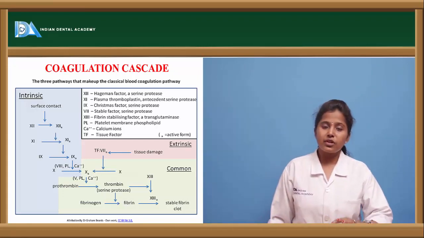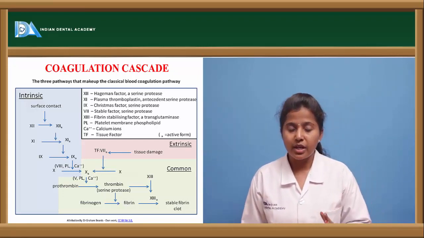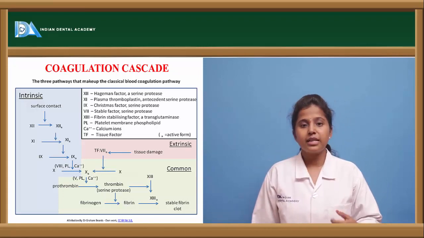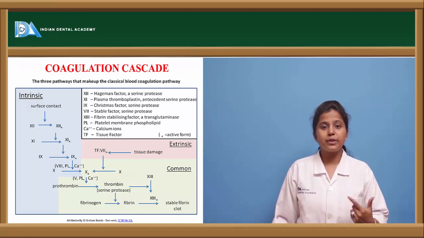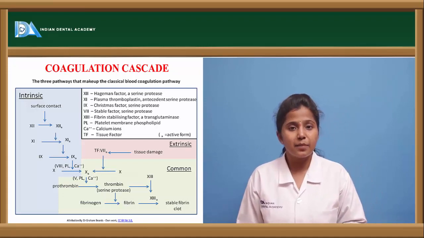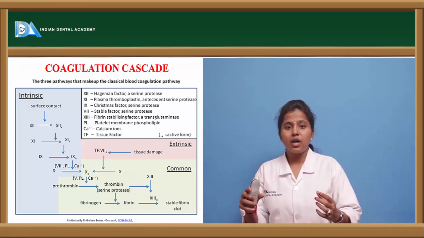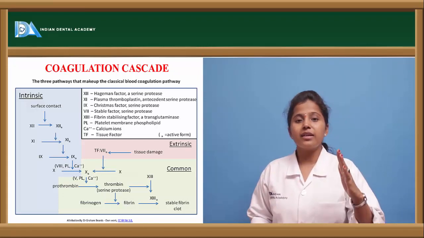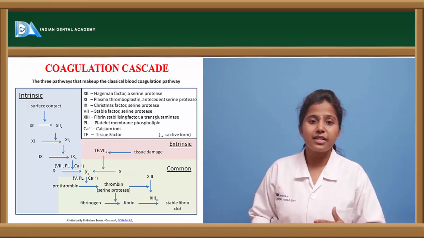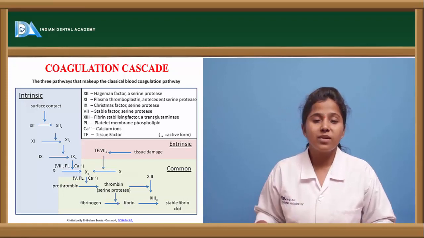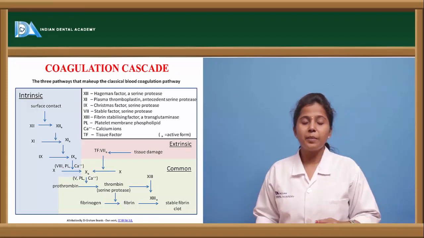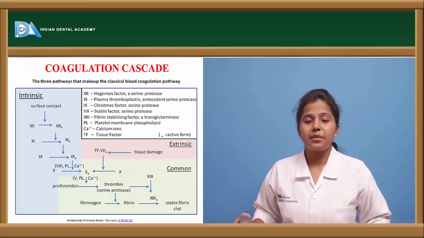This coagulation process occurs mainly in three pathways. Majorly two pathways are present, that is the intrinsic pathway and the extrinsic pathway. But there is another pathway called the common pathway. This is a step which both the intrinsic and extrinsic pathways undergo. That is the reason this common pathway is given as a separate pathway.